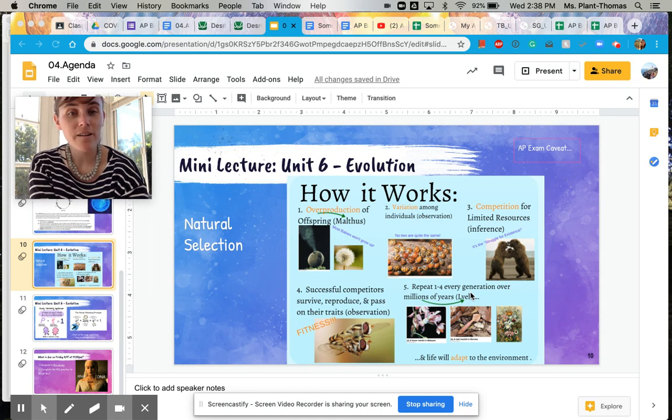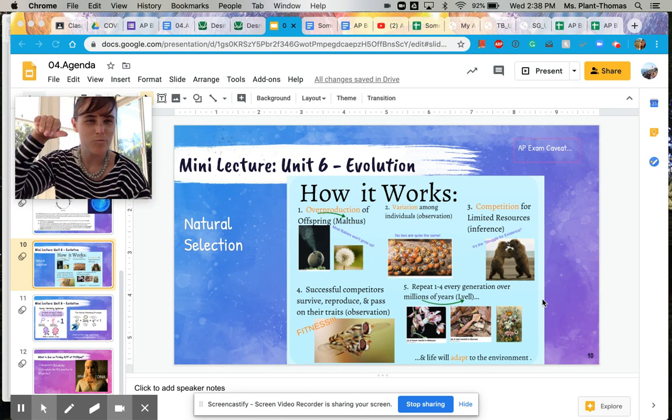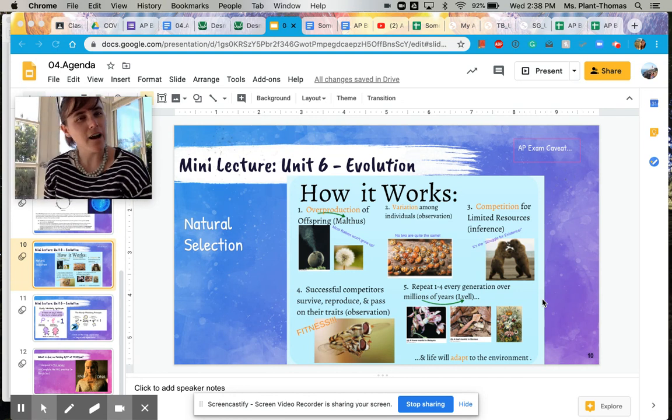So we started Unit 6 right before the school closure by talking about natural selection. We introduced it, and I told you that there are these steps of natural selection. So these are the 5 steps that need to happen in order for natural selection to occur. They don't necessarily have to happen in this precise order, but all of these things have to be in place.